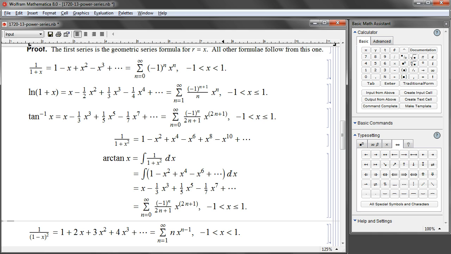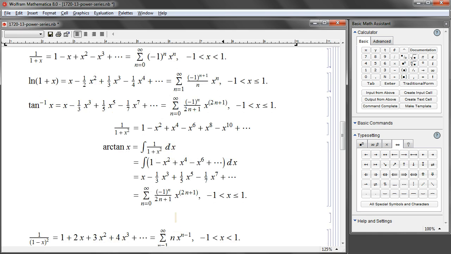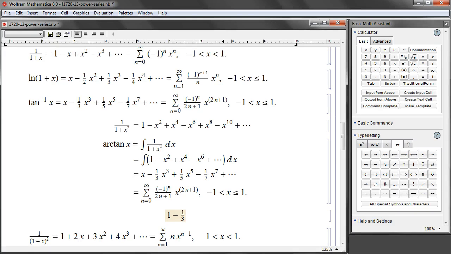Also, please remember this one. If you plug in x equals 1 to each of these, then you're going to get 1 minus 1/3 times 1 to the 3rd power plus 1/5 times 1 to the 5th power minus 1/7 plus 1/9 minus 1/11 plus ... And this is going to be equivalent to arctangent of 1.